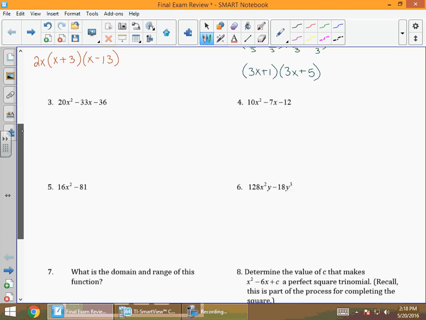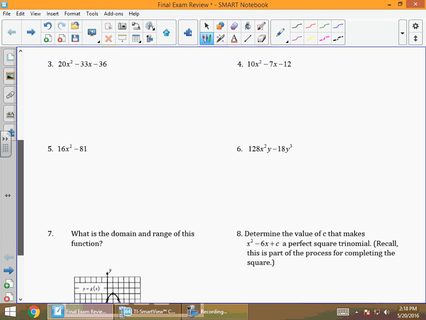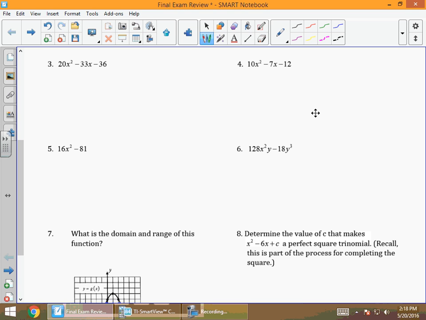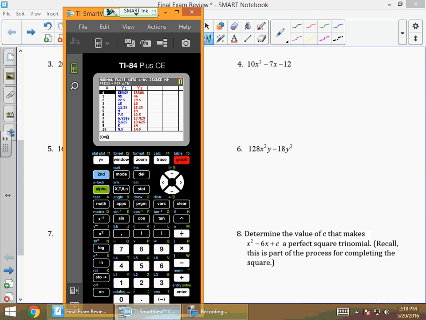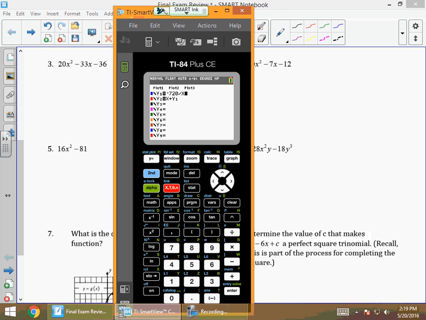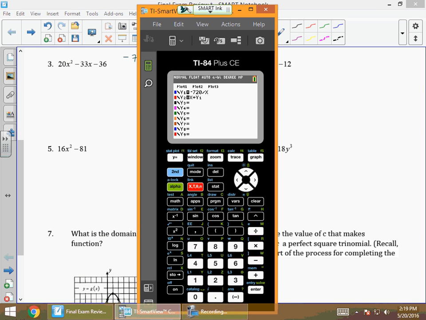As we move forward, I'm going to do the same stuff. Number 3, 20x squared minus 33x minus 36. I look for a GCF. I don't have one. So I'm going to do A times C is the key. 20 times negative 36 is negative 720. So negative 720. So y equals negative 720 divided by x. And then my second one is still going to be x plus y1.